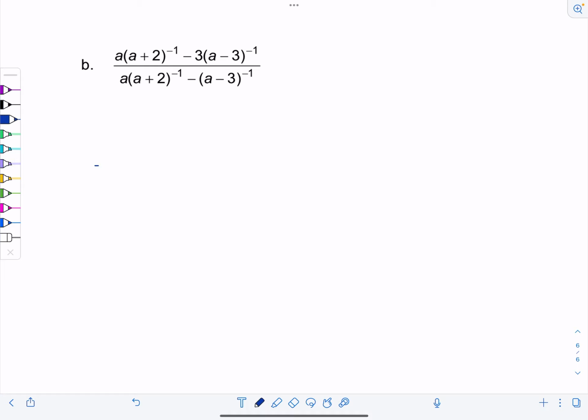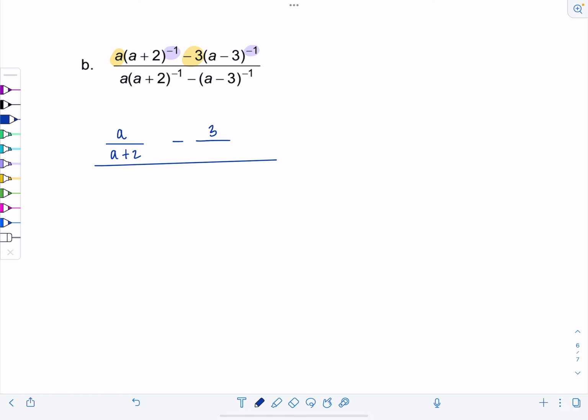Okay, so this one's a little bit tricky. Notice that this a and this -3 are not in parentheses, so they're not going to get flipped to the denominator since this -1 exponent does not apply to them. So the first term, we're going to rewrite it as a over a plus 2. Do you see that?